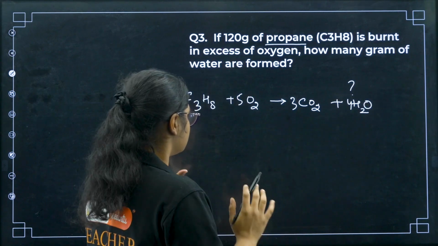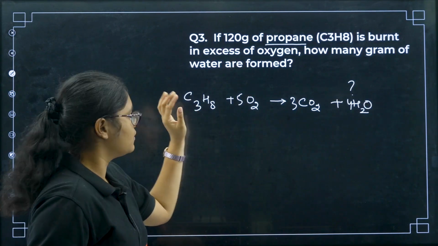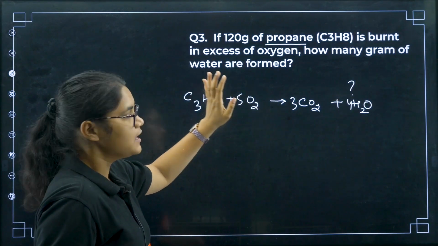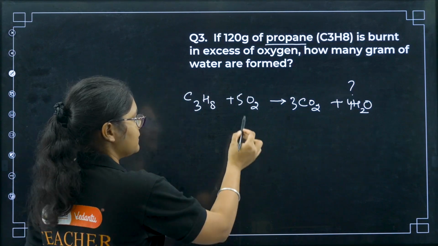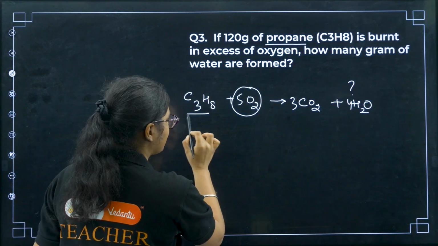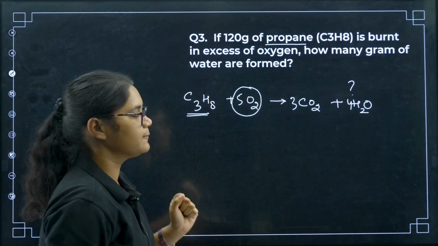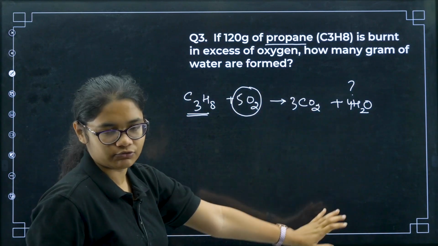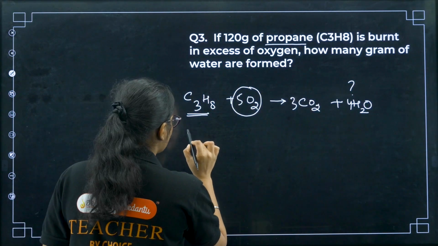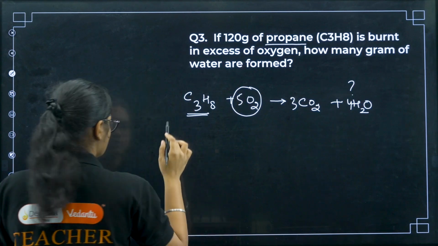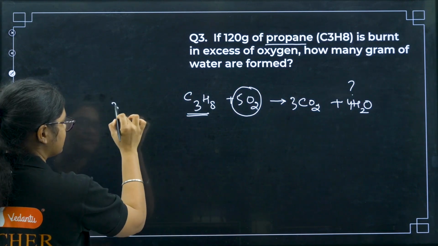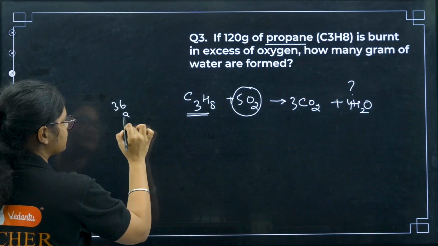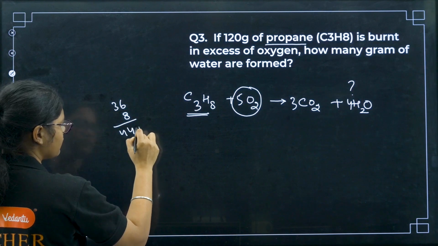Now see, there are two reactants, one is propane and one is oxygen. There is nothing mentioned about oxygen, only one reactant is given here. So we can put a direct relation between the C3H8 and 4H2O. I can say that 1 mole, what is the mass of this 1 mole of C3H8? 12 3s are 36, plus 8 is 44 grams.